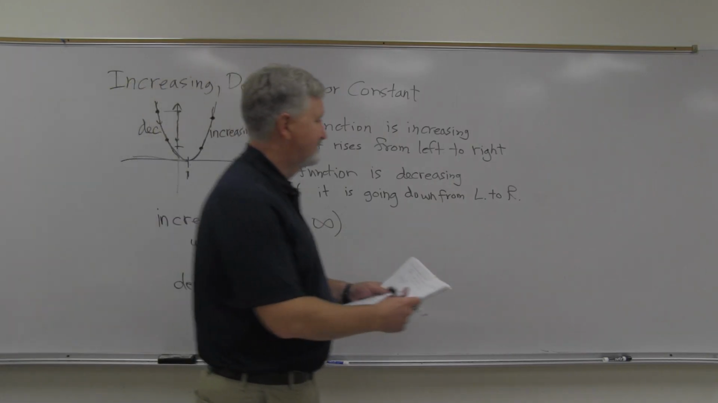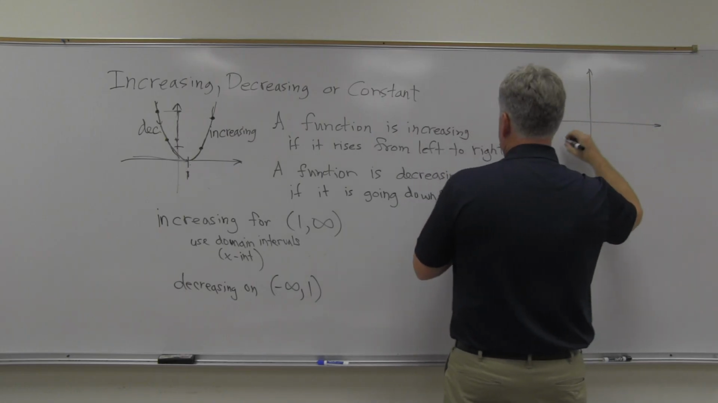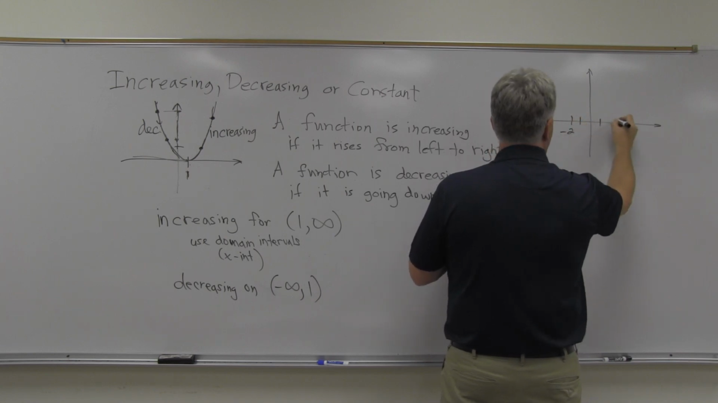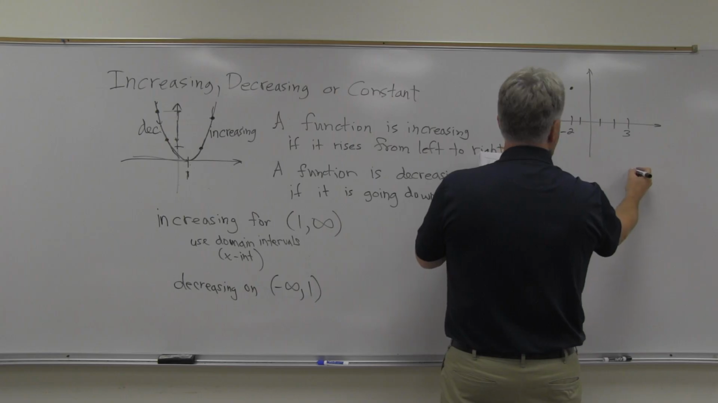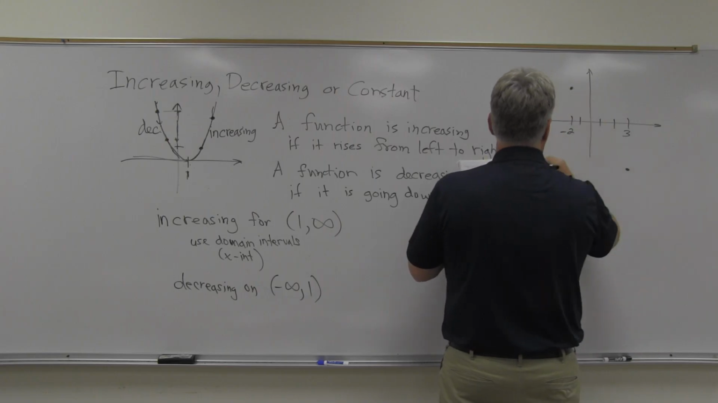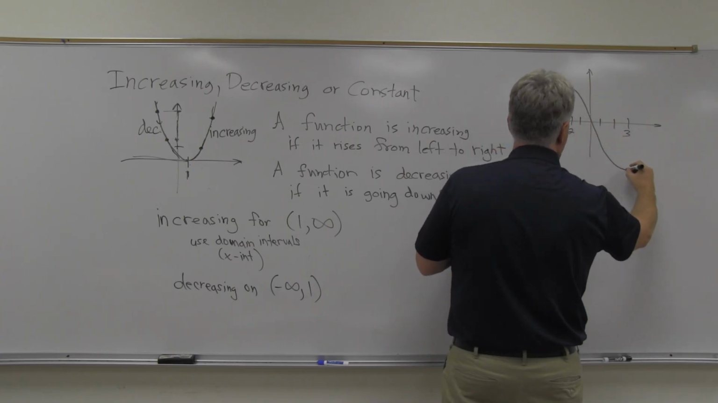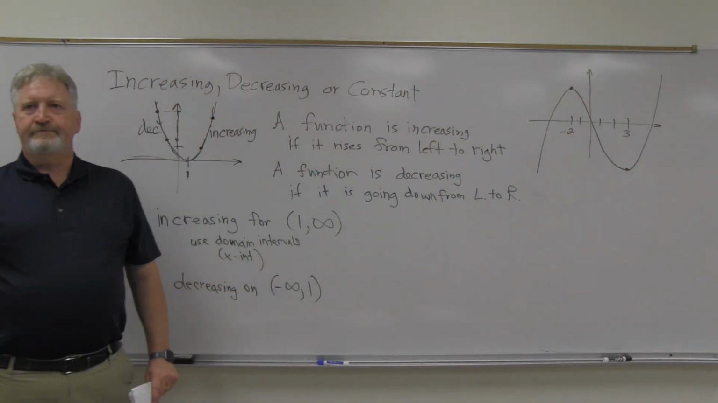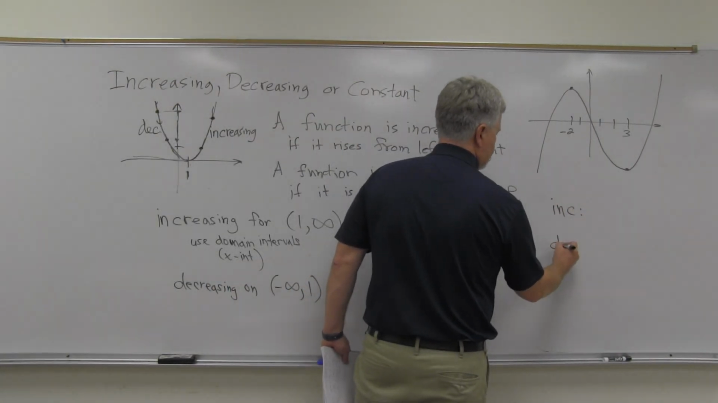Okay, what about this one? Where is this one increasing? Where is this one decreasing? -2 is going to be a mark, and then 3. Translate this to your paper here. I'm going to hit that point, and then I'm going to hit a point below 3 there. Up and down. So where is that one increasing and decreasing?